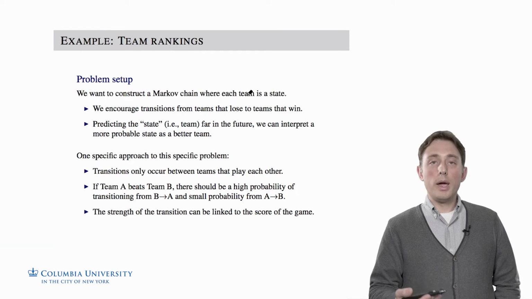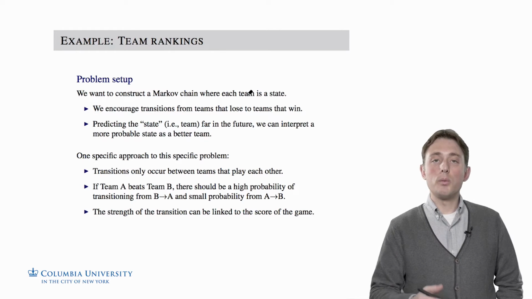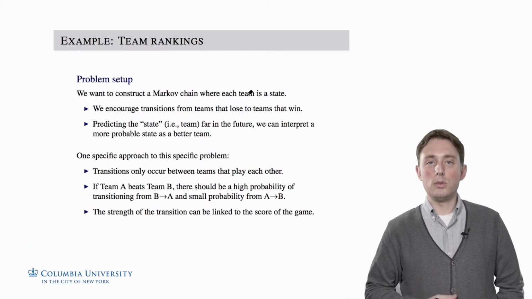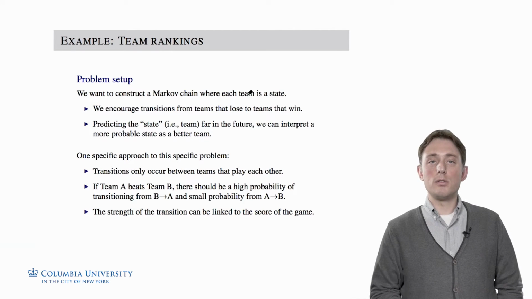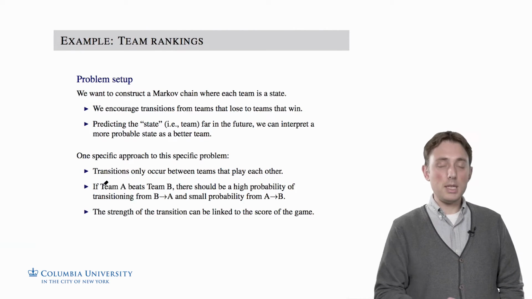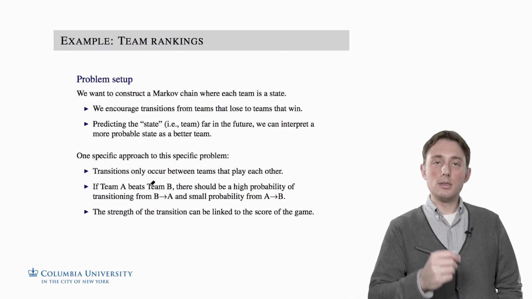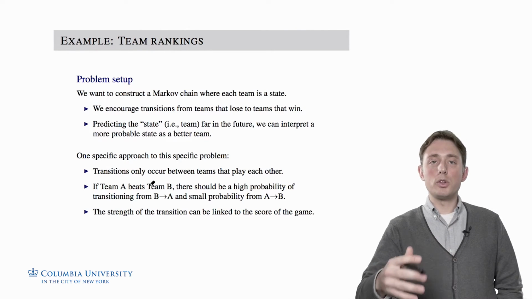For example, one way that we can do this problem is we can construct a transition matrix where we can only transition between teams if we have a game played between those two teams. So if two teams don't play each other, then we have no information about how they relate to each other directly, and so we aren't going to have any probability of making a transition from a team to another team. So for example, if team A beats team B, then we're going to create a link between state A and state B, or team A and team B, where we now have the potential for transitioning between those two teams in either direction.